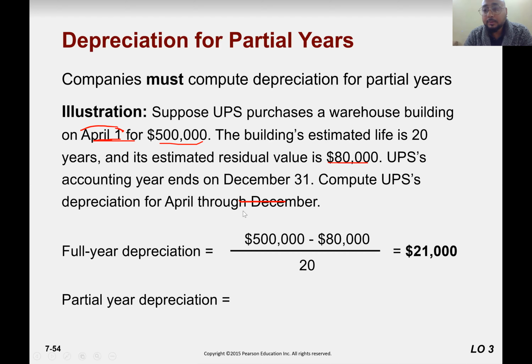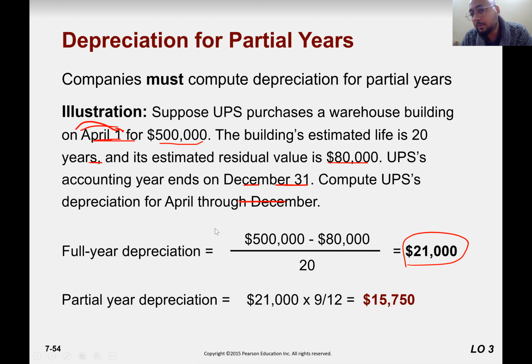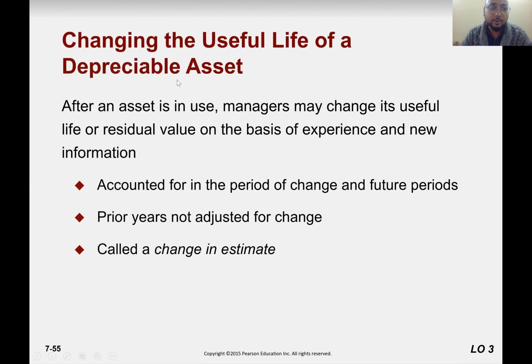So remember, this 21,000 is for the whole year, but we bought this building on April 1st. From April 1st to December 31st, that is how many months we use this building, and our financial year closes on December 31st. So we must multiply it by 9 over 12. So we will record this depreciation as 15,750. Like I told you, we can also find it out monthly, quarterly, this kind of thing as well. So we call this depreciation for partial years.